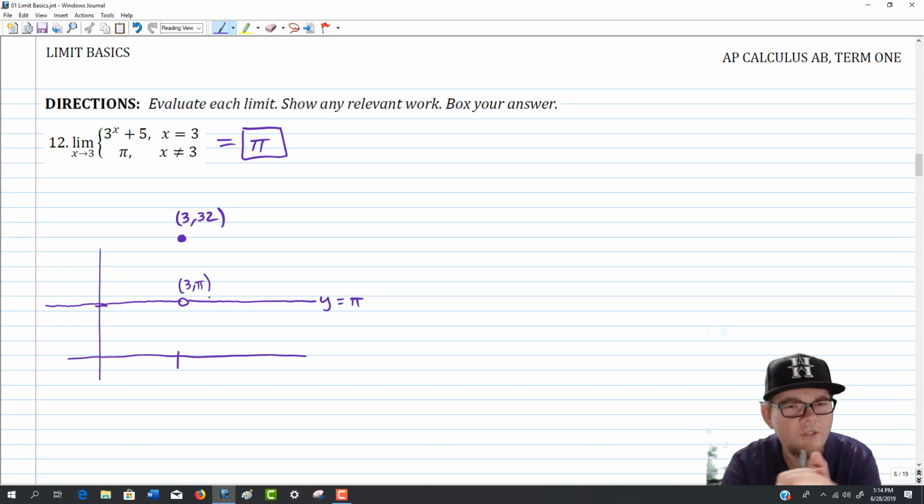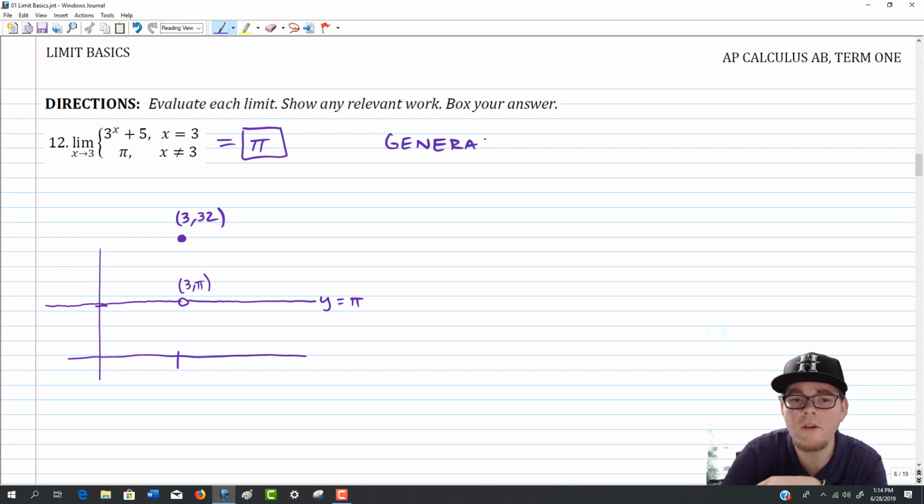So I typically call these things the general behavior limits. They're a good way to assess whether or not you're comfortable with piecewise functions, as well as whether or not you understand that conceptual underpinning of the fact that limits describe general function behavior.